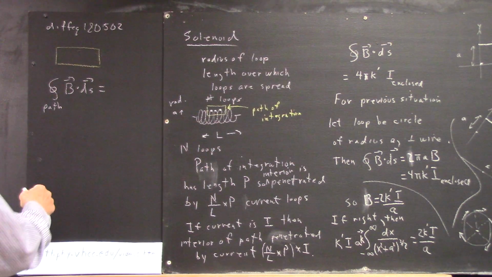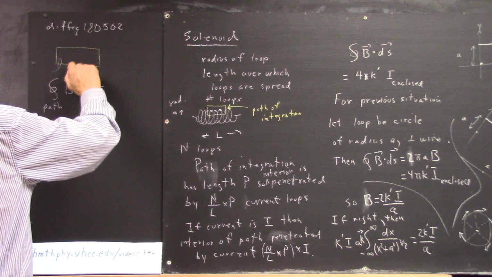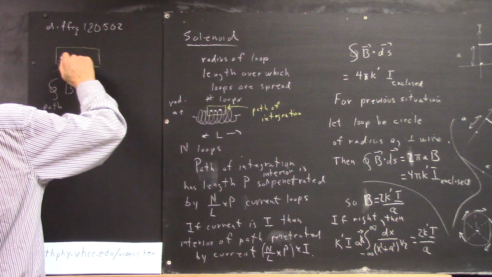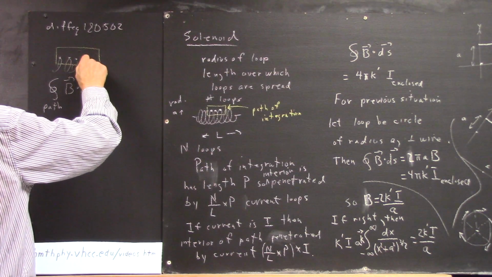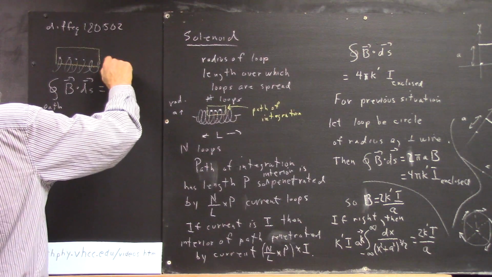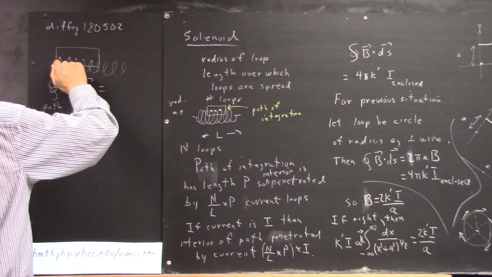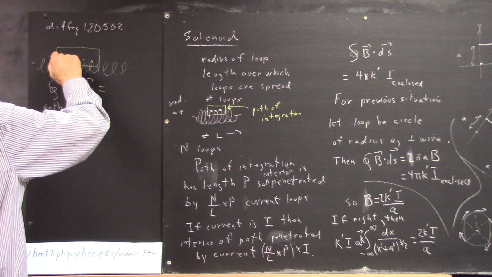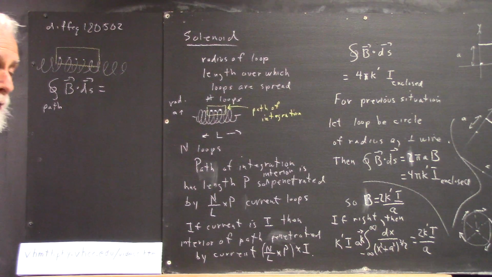Yeah, we've got our path. We got so many loops penetrating here. Out of all the loops in this solenoid, right? Okay.